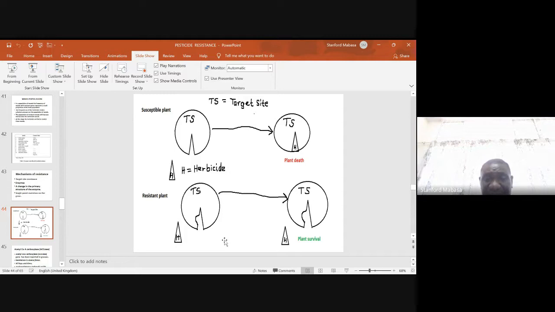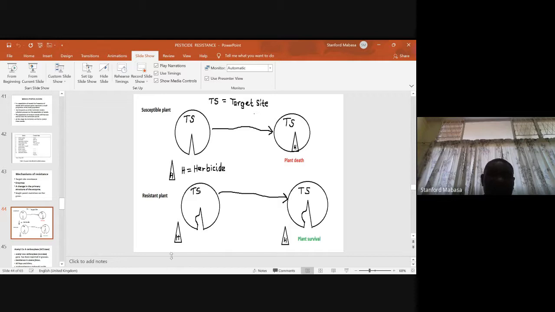But sometimes you have this alteration where the herbicide will fail to fit into this gap, then the herbicide will fail to express its mode of action. As a result, the plant survives. So you have resistance. So this is a simple way of expressing it.